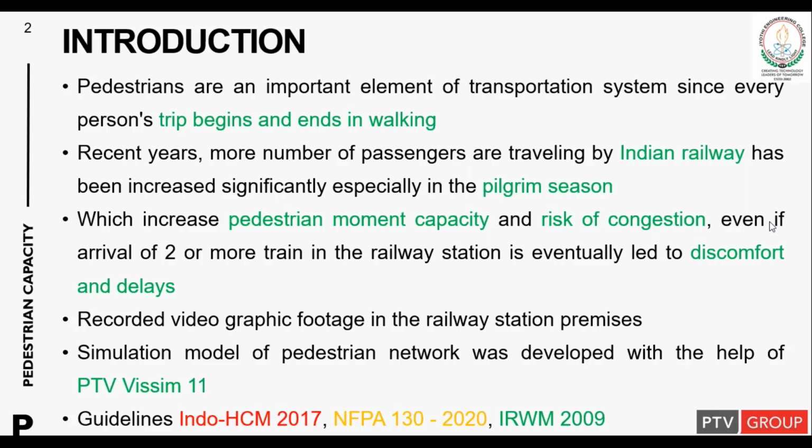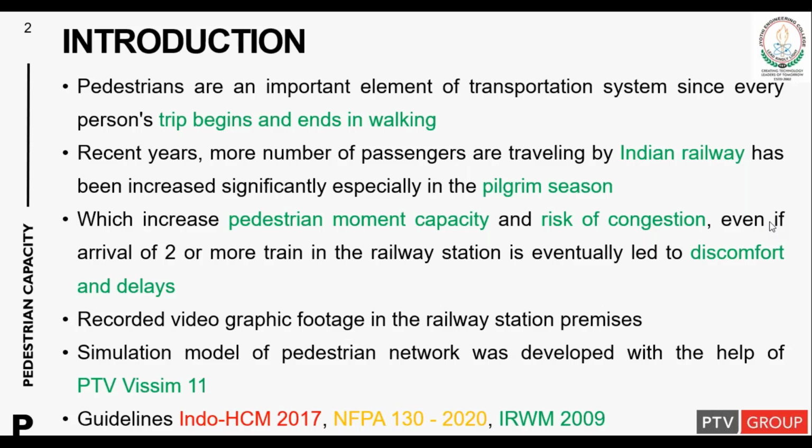In recent years, the number of passengers traveling by Indian Railway has increased significantly, especially in the pilgrim season, because India is famous for pilgrimages. Passengers are using the railway systems for traveling, which increases pedestrian movement capacity demands and the risk of congestion in the railway station. Even the arrival of 2 or more trains at the railway station eventually leads to discomfort and delay in the movements of the passengers.